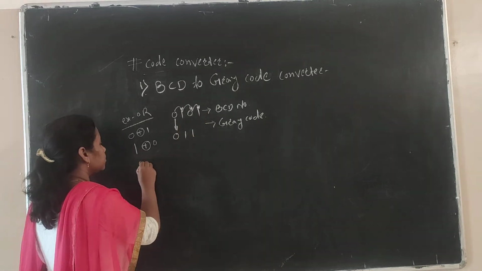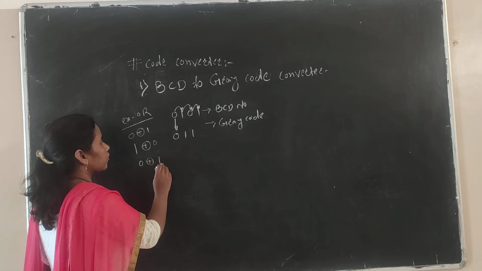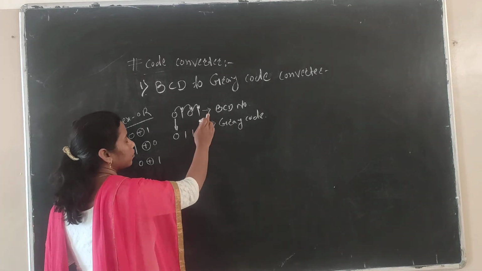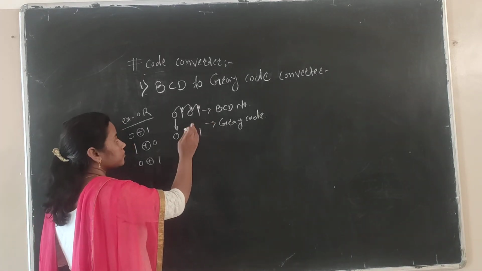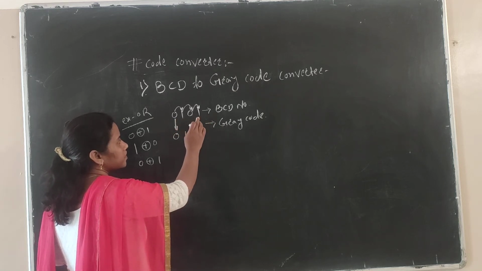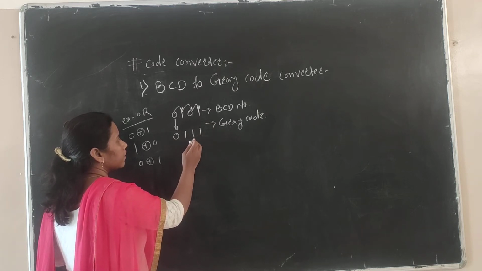Nothing but 0 XOR 1, which is 1. This is the conversion of BCD code into the gray code. That means the conversion of the 0101 BCD number into the equivalent gray code is 0111.